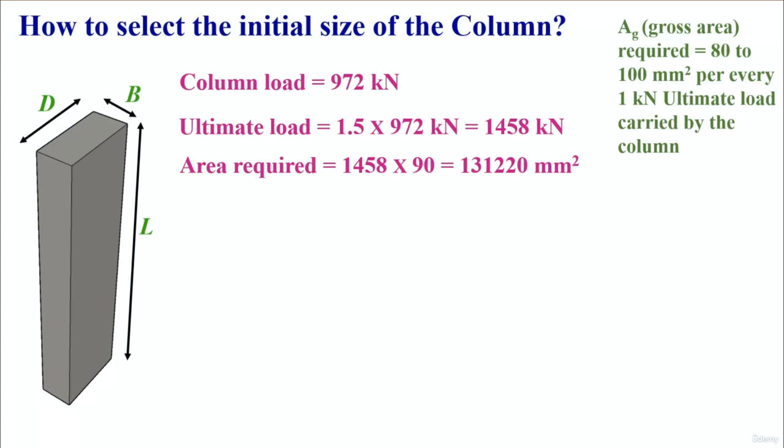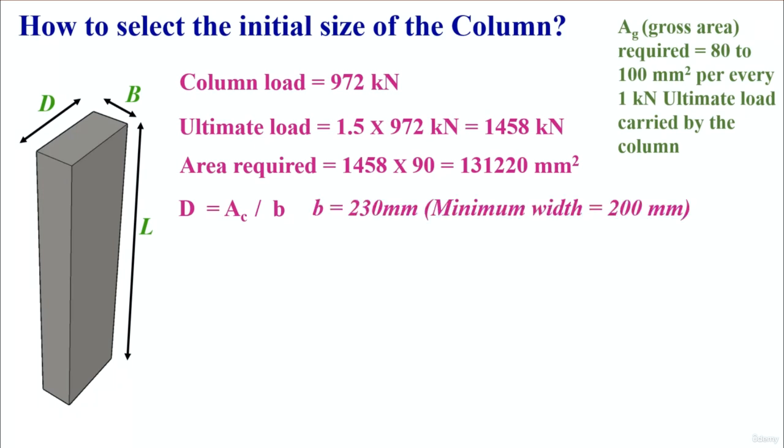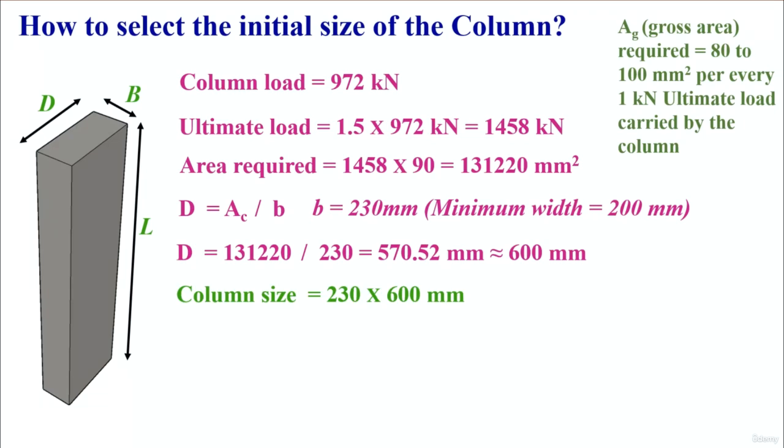So that comes around 1,31,220 millimeter square. And area is equal to breadth into depth. From that we can arrive that depth is equal to area divided by breadth. Minimum width we need to consider is 200 mm. So here I have taken 230 mm. From this we can find out the depth, that comes around 570.52 millimeter. So we can round it off as 600 mm. Column size is 230 by 600. We know the column size now.